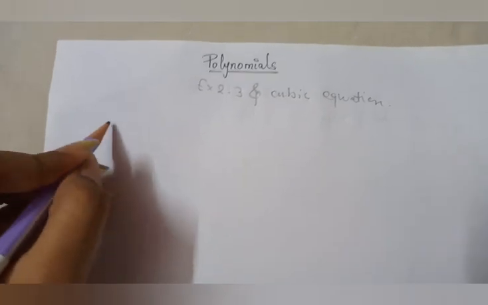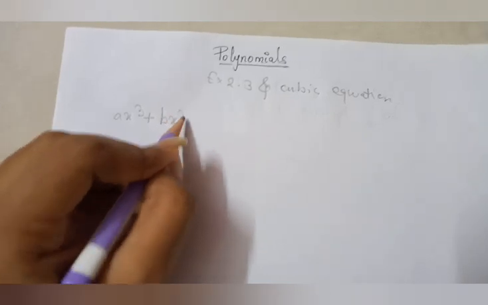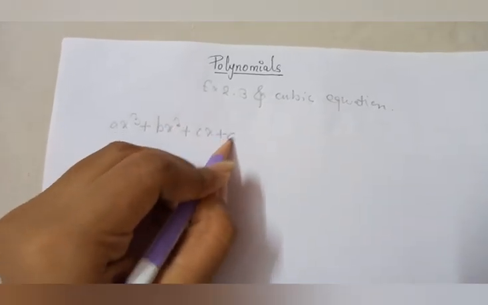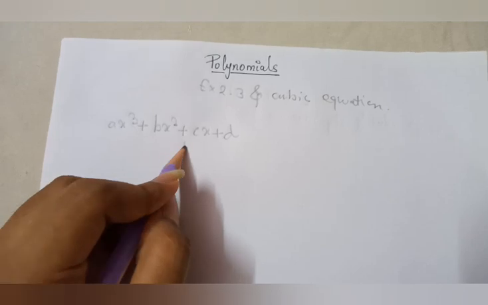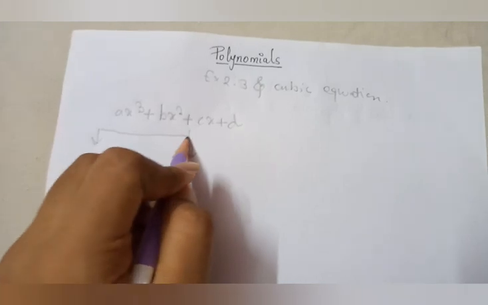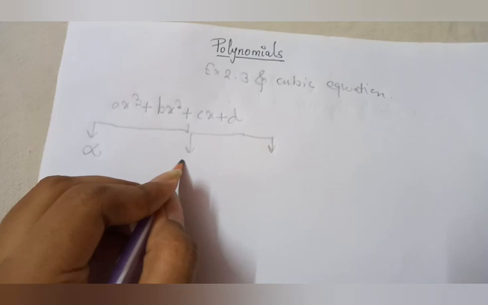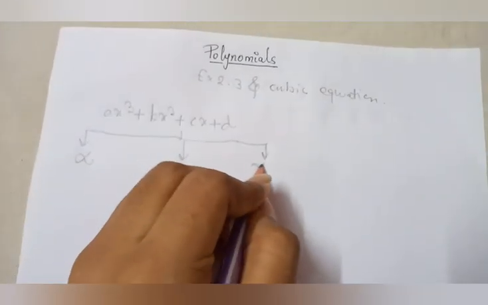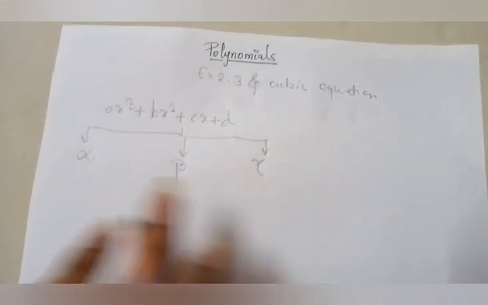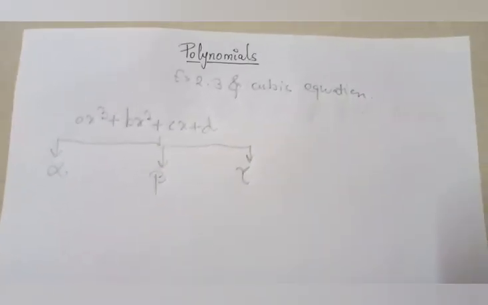So let us first recall the form of a cubic equation. A cubic equation is of the form ax cube plus bx square plus cx plus d. And as we can recall from our previous video, it has three zeros, which we will name alpha, beta and gamma.